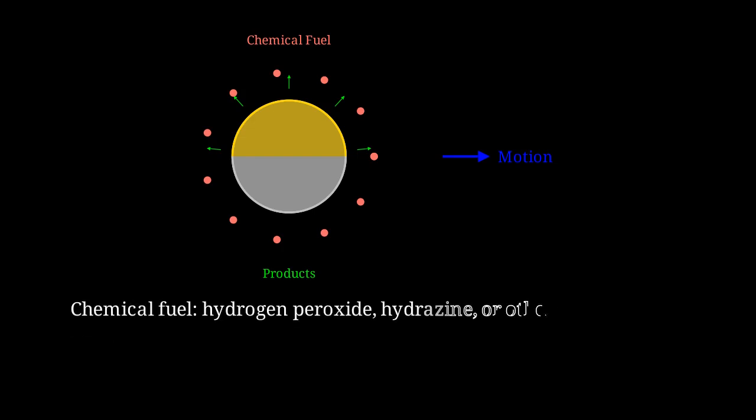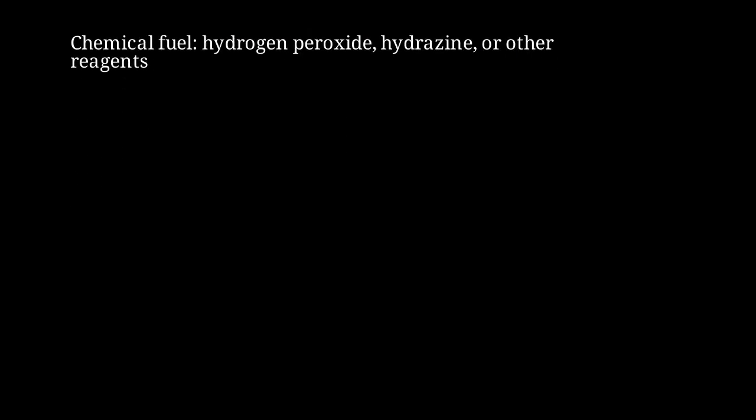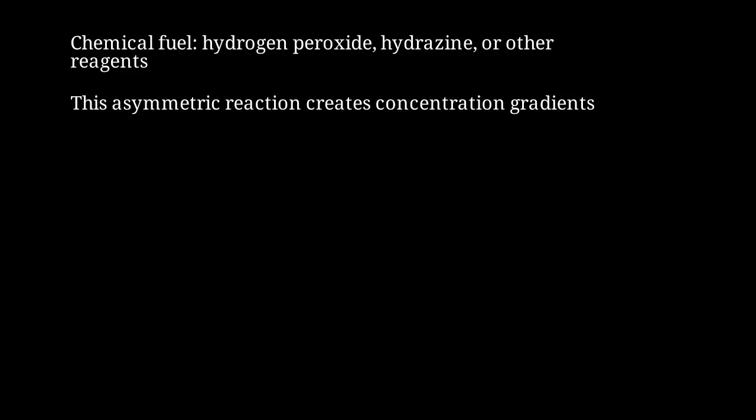The chemical fuel could be hydrogen peroxide, hydrazine, or other reagents. The catalytic hemisphere breaks down these molecules asymmetrically. Because the reaction only happens on one side, you get an asymmetric concentration field. There are more product molecules on the catalytic side than the inert side.